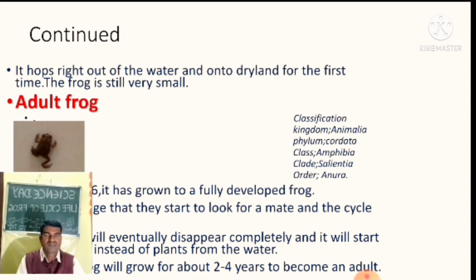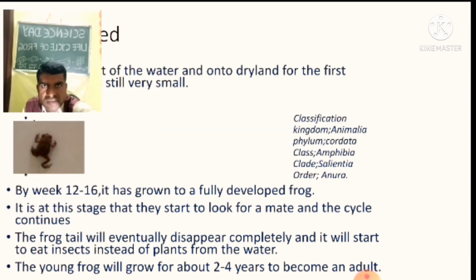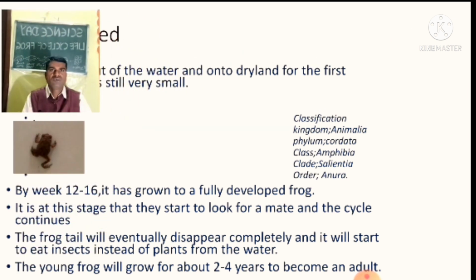The adult frog stage. Here we can observe the classification: kingdom Animalia, phylum Chordata, class Amphibia, clade Salientia, order called Anura. We can observe here an adult frog in a very small diagram, a small picture. By week 12 to 16 it has grown to a fully developed frog. It is at this stage that they start to look for a mate and the cycle continues.